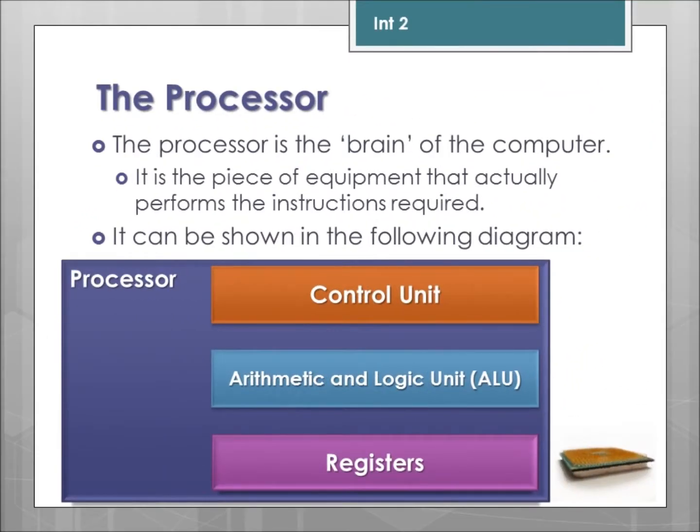So the processor is really the brain of the outfit. It is a piece of the equipment that actually performs the instructions that the machine requires to do. And this can be broken down into 3 main parts: the control unit, the ALU, which is the arithmetic and logic unit, and the registers.